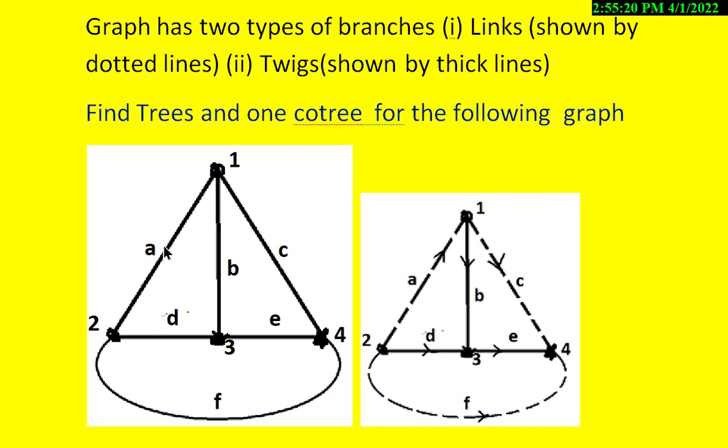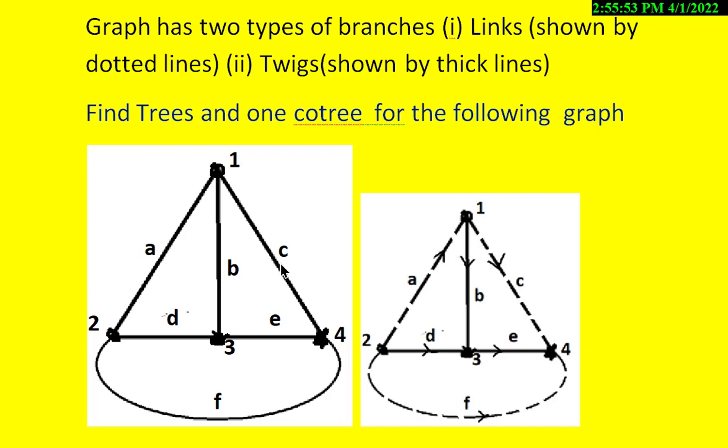Similarly, here elements between 1 and 2 nodes, there is one element called A. Between node 1 and node 3, the element is B. Between node 1 and node 4, the element is C. Between node 2 and node 3, the element is D. Between node 3 and node 4, element is E. Between node 2 and node 4, the element is F.